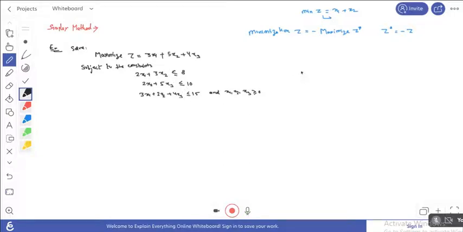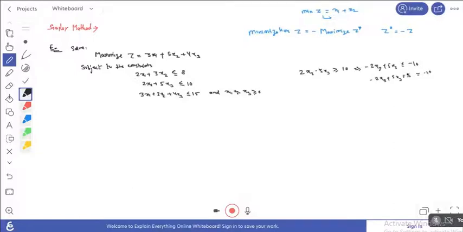Suppose there is an equation, 2x2 minus 5x3 equals 10. This equation can be reduced, if you multiply by minus 1, to minus 2x2 plus 5x3 less than or equal to minus 10. So we can introduce that term here. If we introduce a slack variable, suppose s, then it equals minus 10.